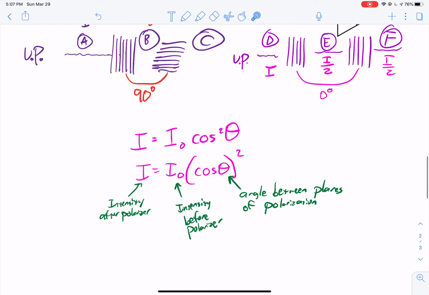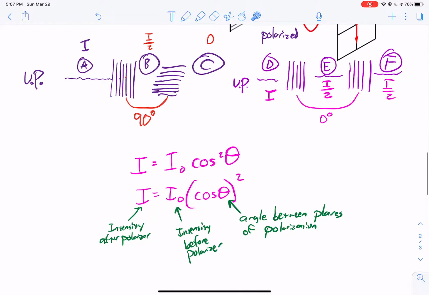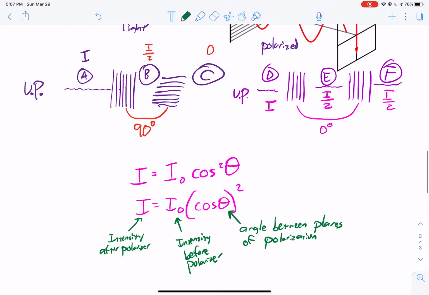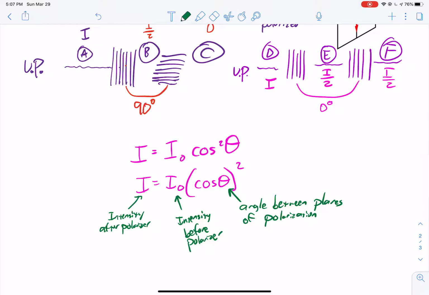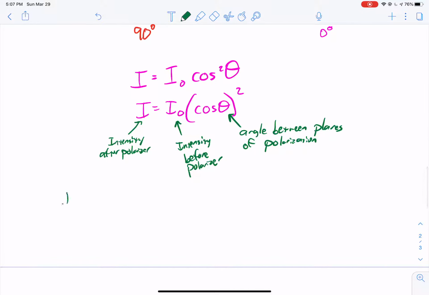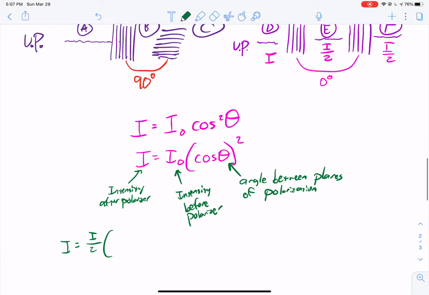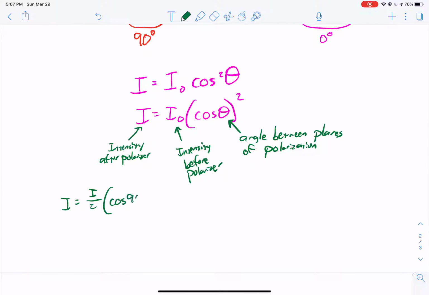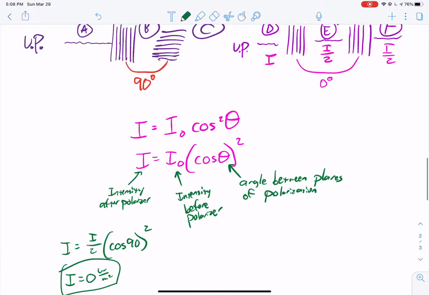So let's look at this first example where we had 90 degrees. The intensity before the polarizer, I naught, would actually be I over 2 because we're going to talk about this transition from B to C. So in this case, I equals I over 2 cosine of theta, where theta is 90 degrees. Now, if you know your stuff well, cosine of 90 is 0, and so the intensity is 0 watts per meter squared.